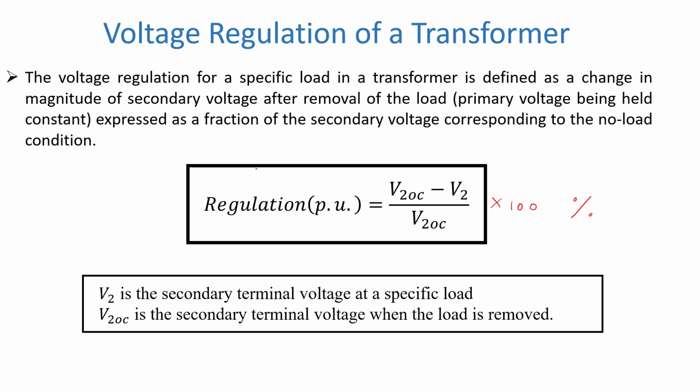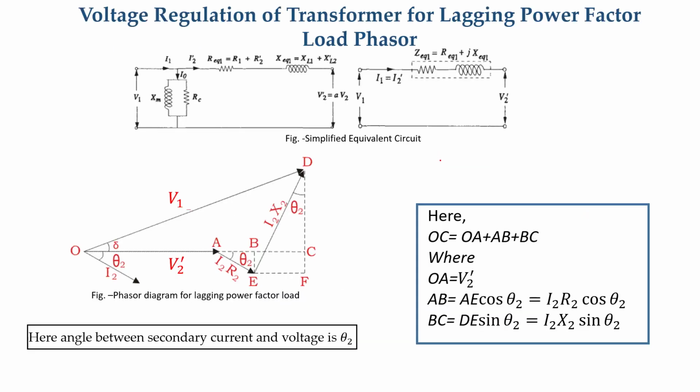So V2 is the secondary terminal voltage at a specific load, so regulation is dependent on the load also. And V2 OC is the secondary terminal voltage when the load is removed, that is, when the system is under no load. So this is the regulation. It indicates the percentage drop or per unit drop from no load to full load. This is what regulation is.